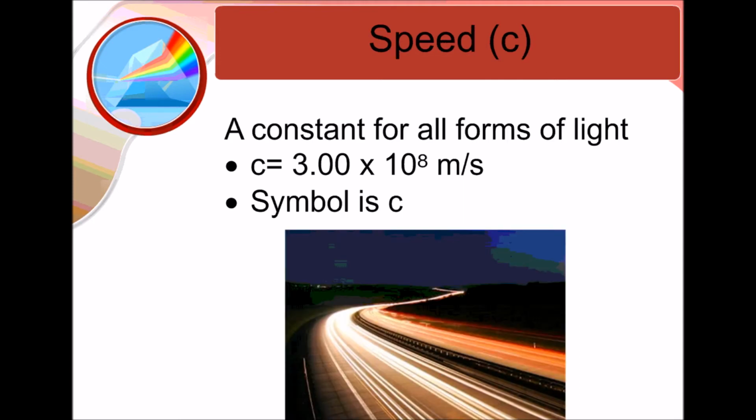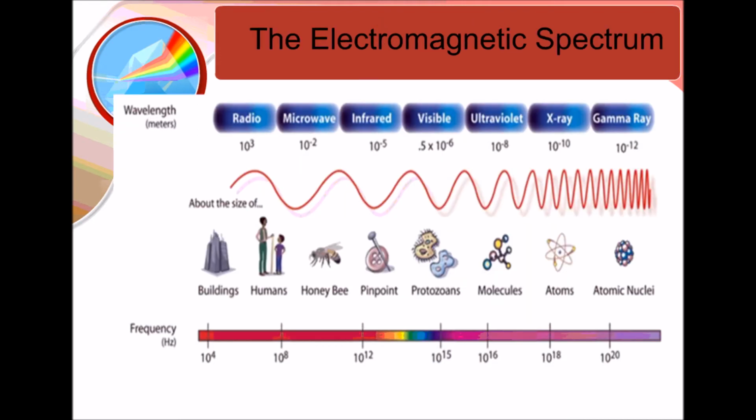The last characteristic of light is speed. All forms of light travel at the same speed in a vacuum. This is the most accurately known constant in the world. The speed of light, which is 3 × 10⁸ meters per second, is represented by a lowercase c.